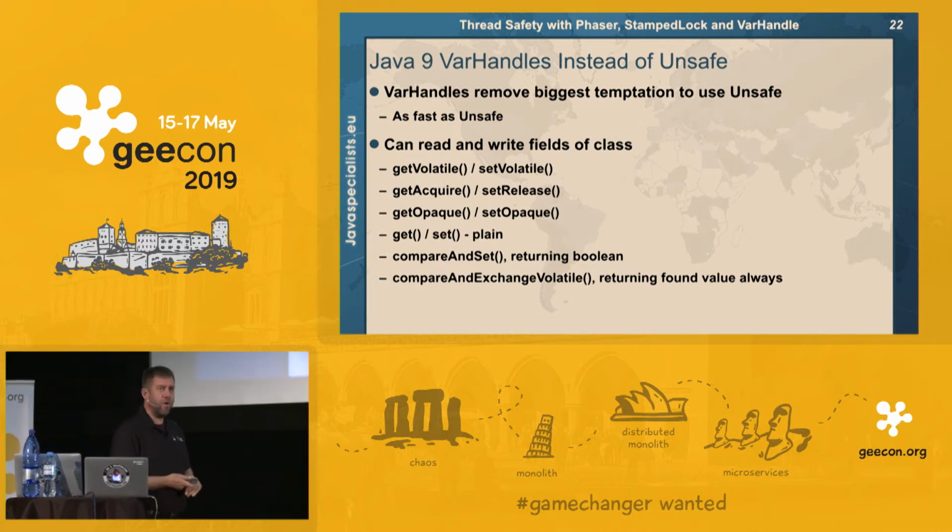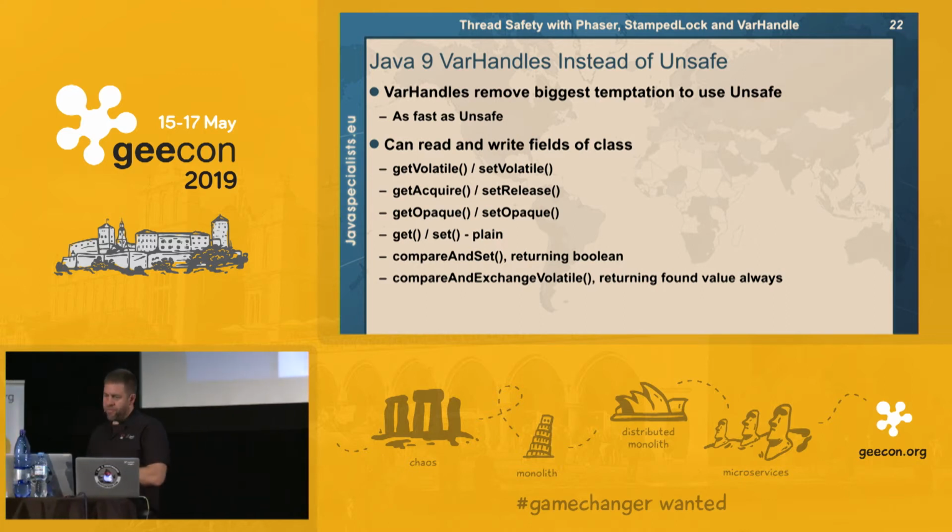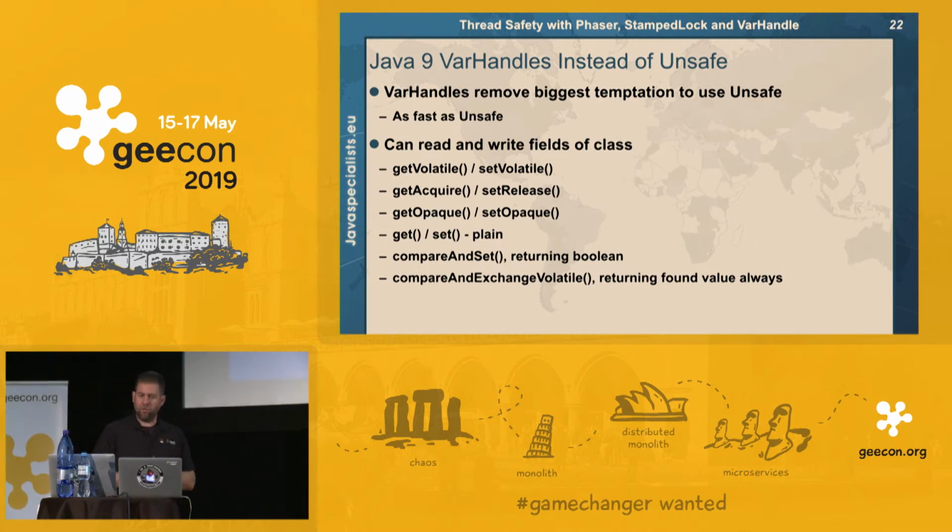All of these modes are also available now in the atomic classes, AtomicInteger, AtomicBoolean, AtomicReference, etc. And then you've got compareAndSet, which is like your normal CAS. That returns a Boolean. And then there's a new one called compareAndExchange volatile, which always returns the value that it found.